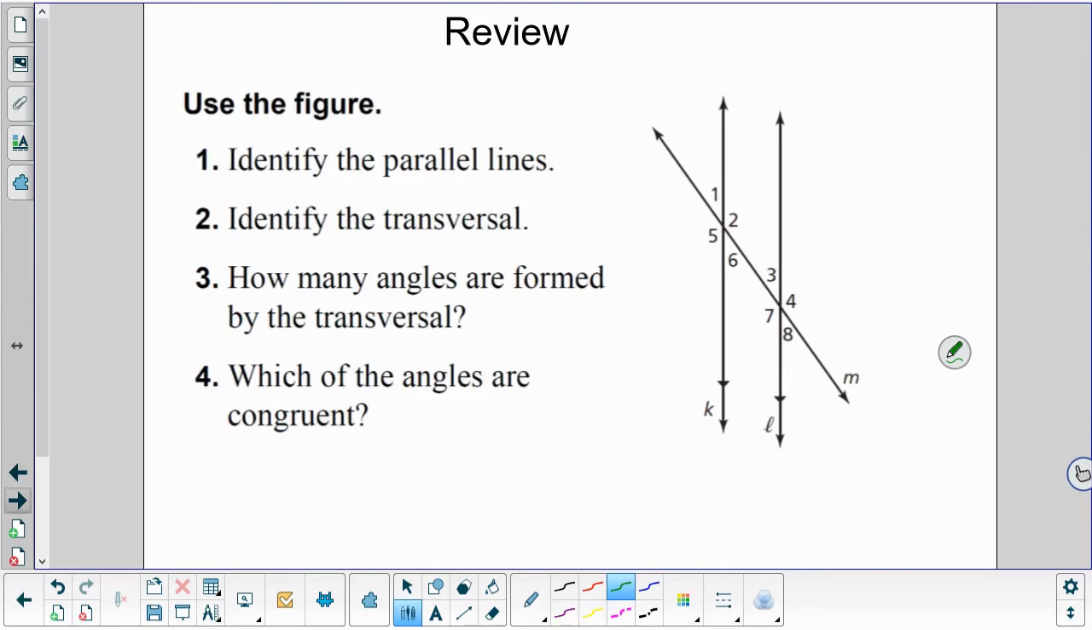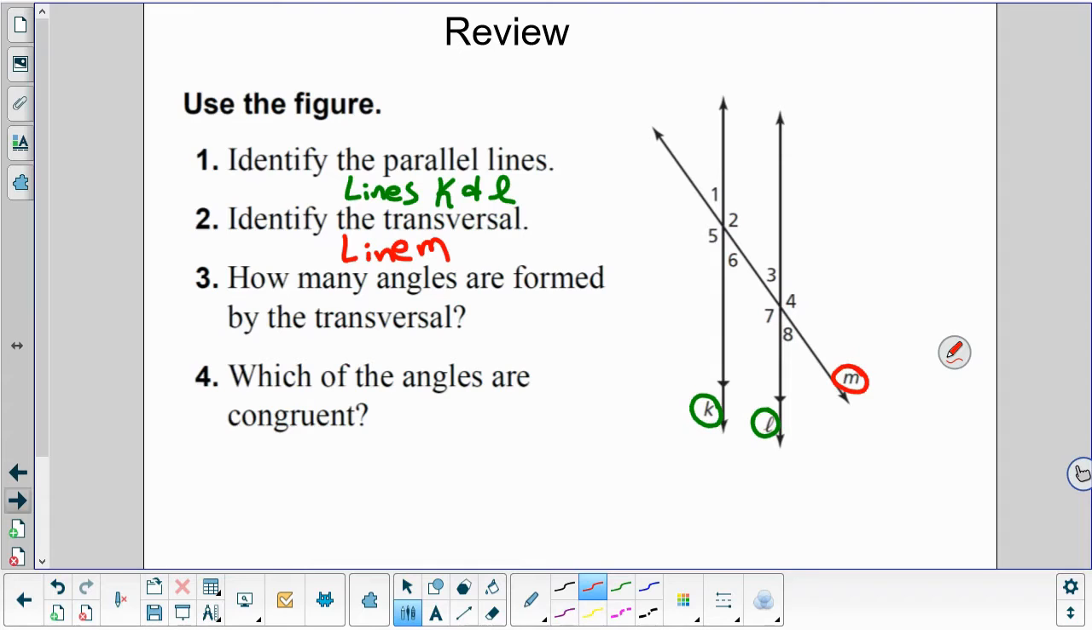All right, moving along. Let's just review quickly. So we're going to identify the parallel lines. So if you look, we know that lines K and L are the two parallel lines that you can see in the diagram there. All right, there they are. So now the transversal is the line that cuts diagonally across them. And so that would be line M, very clearly seen there.